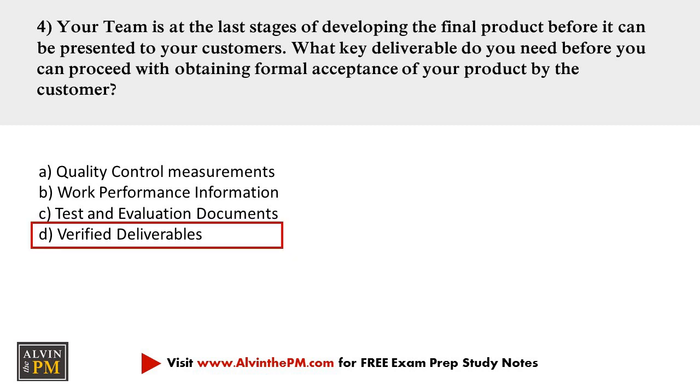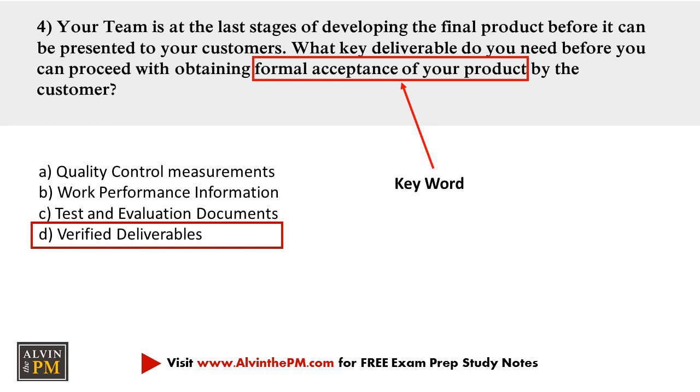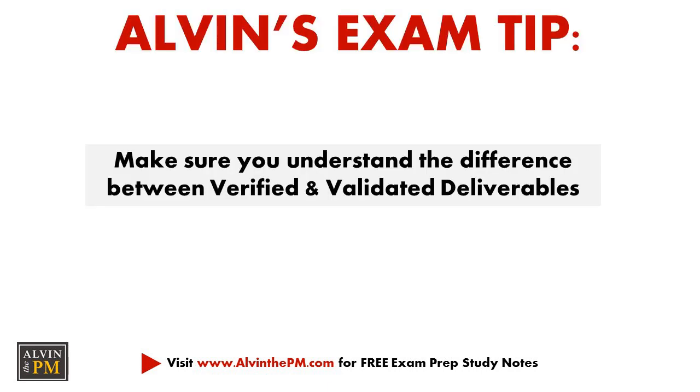If you chose D, then you're correct. The key word in this question is formal acceptance of the product by the customer. Verified deliverables are an output of control quality and become inputs to validate scope for obtaining the customer's final acceptance of the product. And as an exam tip, make sure you understand the difference between verified and validated deliverables.